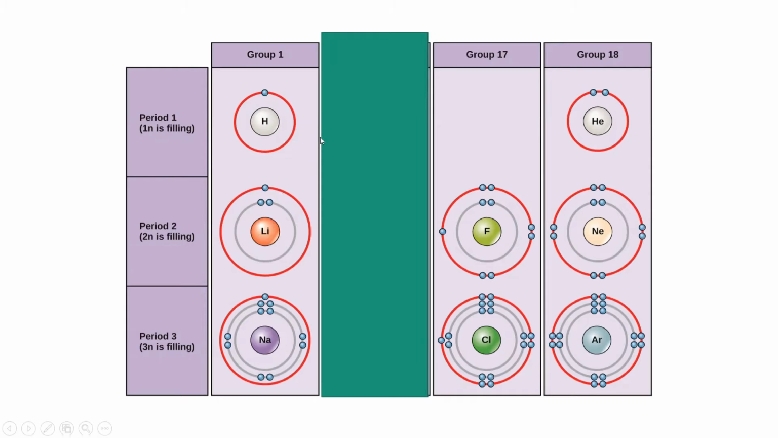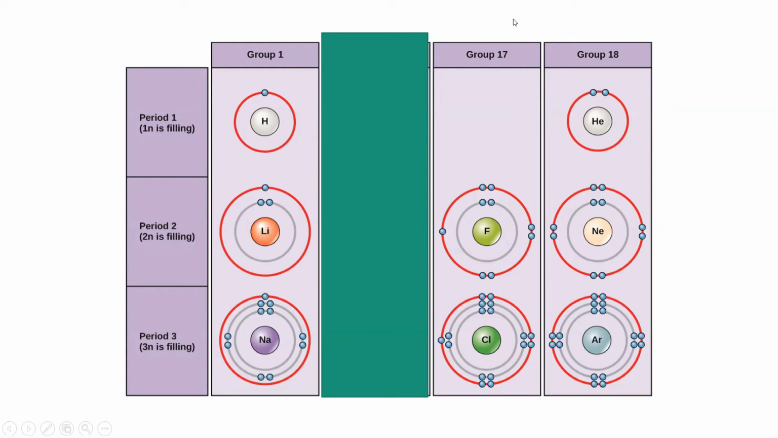As you can see, hydrogen, lithium, and sodium are classified as group 1 because they have one valence electron in the outermost shell. Lithium also has one valence electron in the outermost shell. That's why all these elements are classified as group 1.